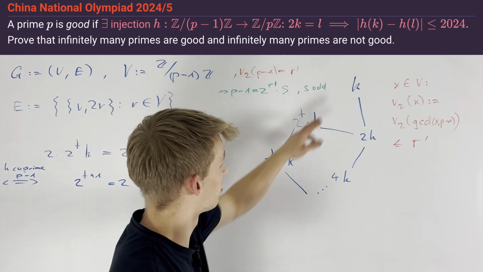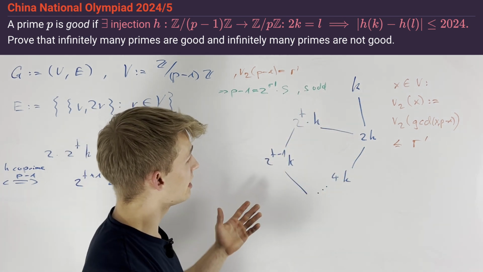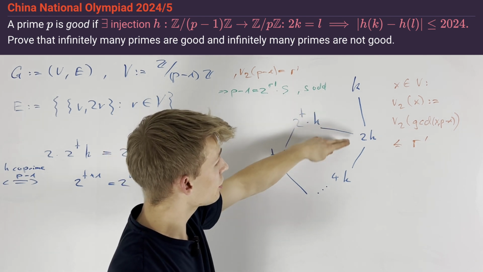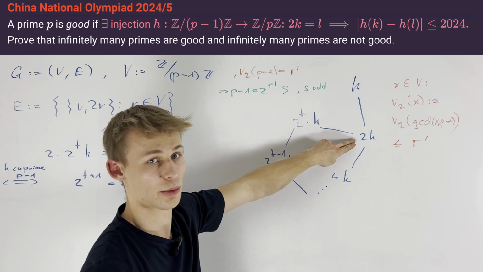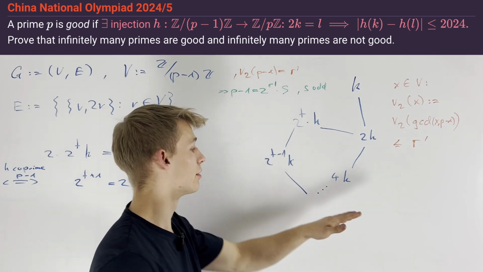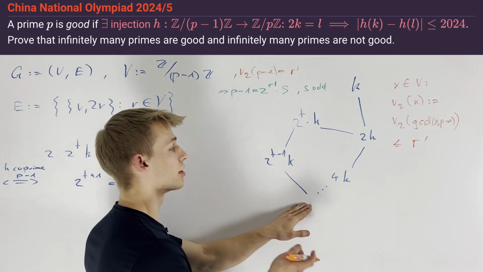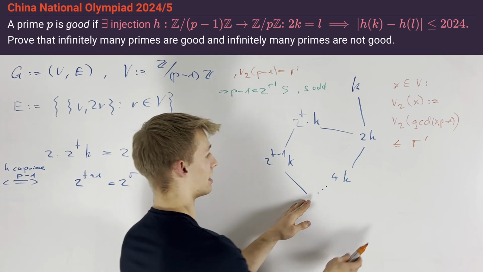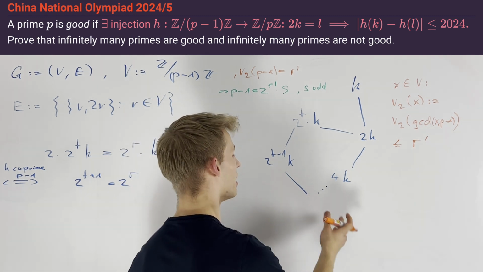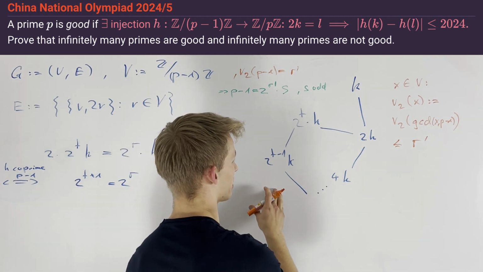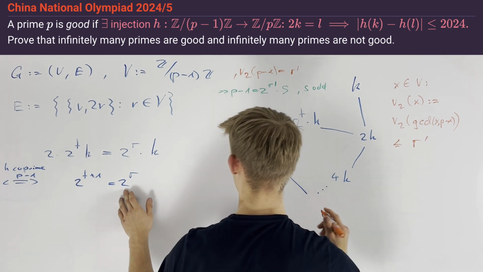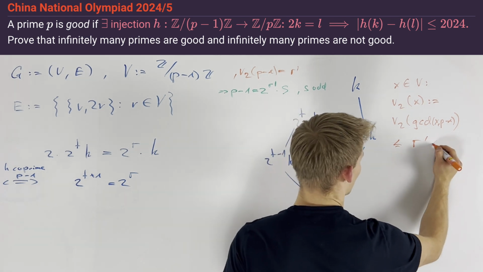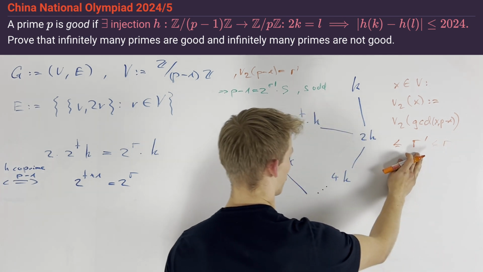Now let's come back to our picture here. And we see that in the beginning, in each step, nu2 of our vertex is increasing by 1. This goes on until we reach one vertex, such that nu2 of this vertex is exactly equal to r prime. From there on, nu2 of our vertex stays equal to r prime. And therefore, we directly get that this r here is greater than or equal to r prime.